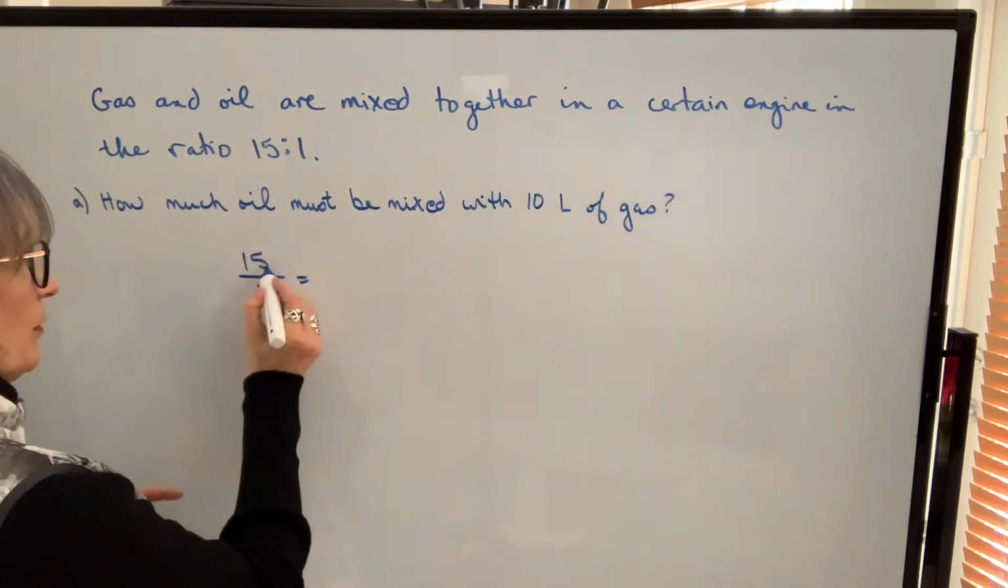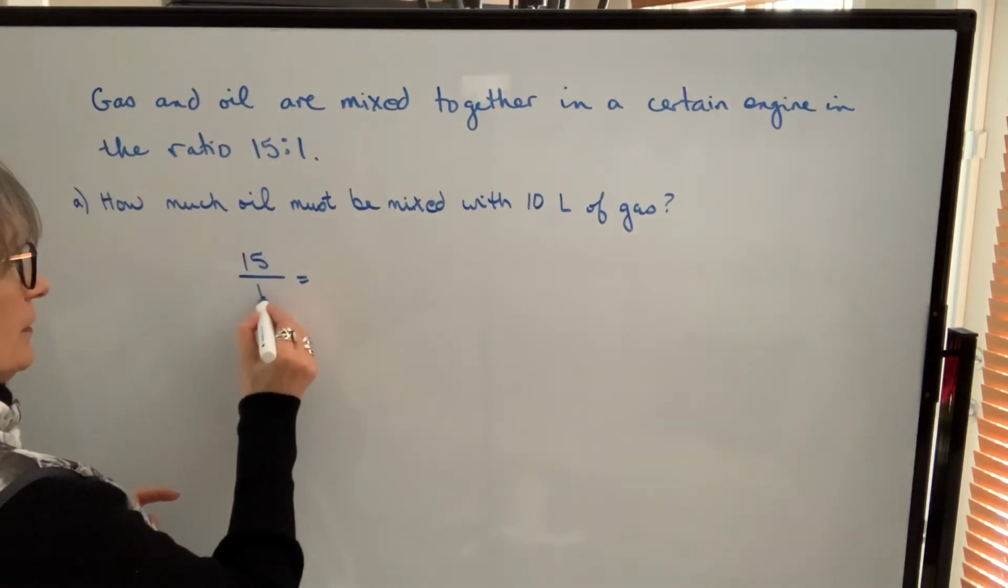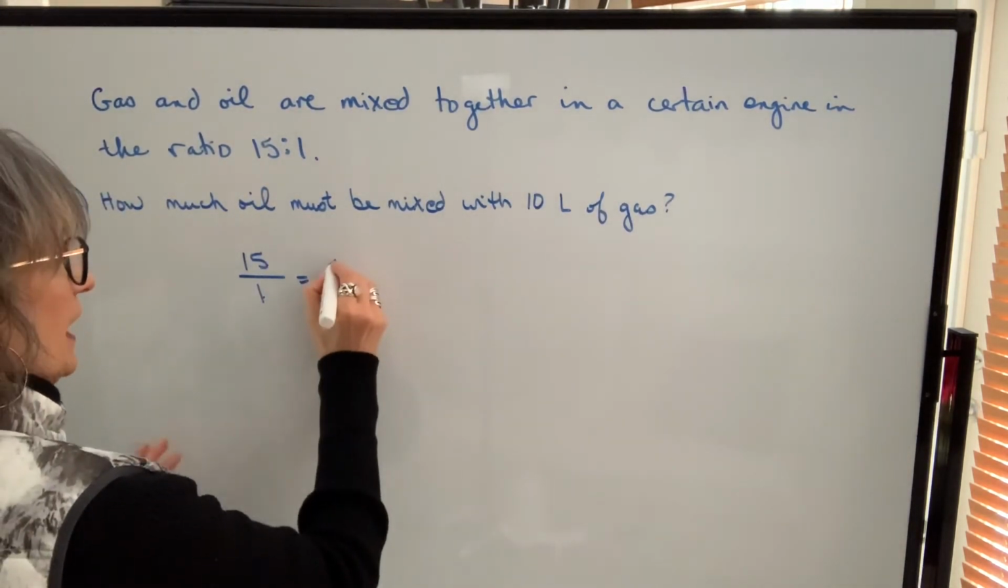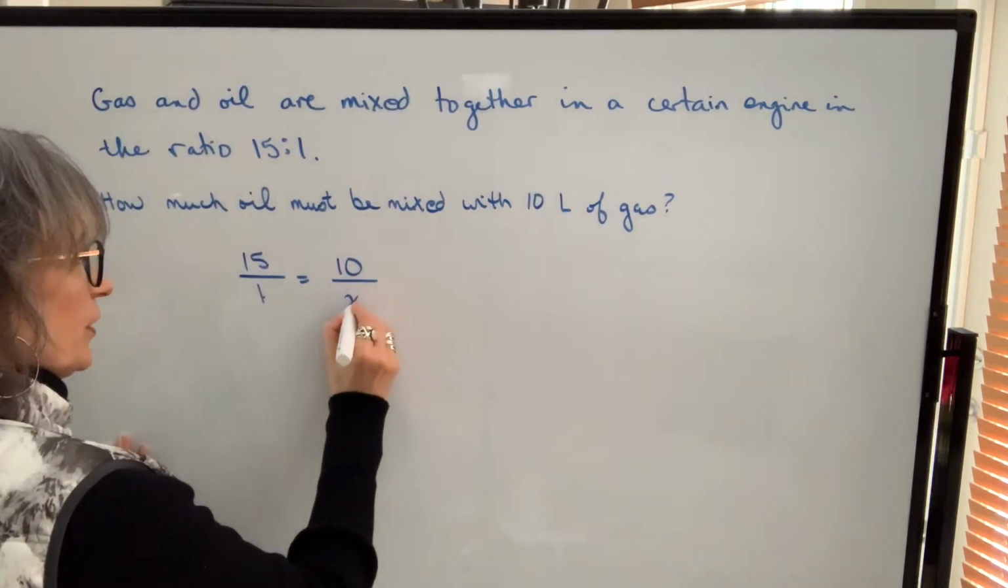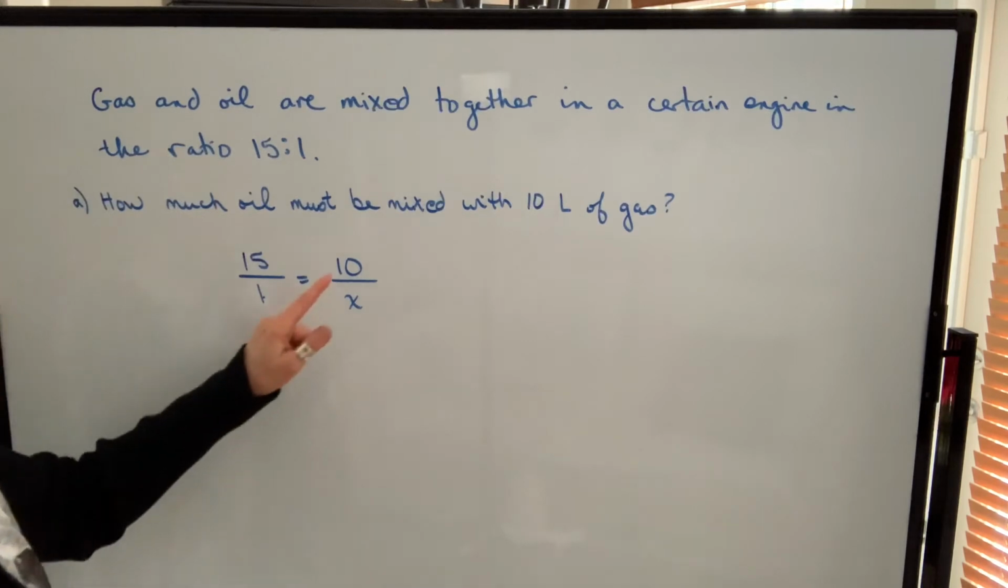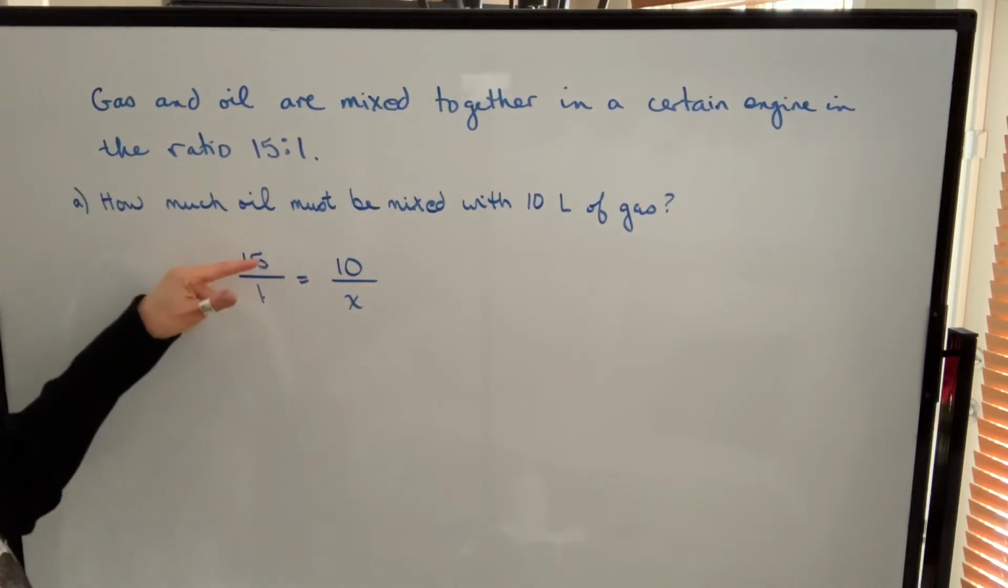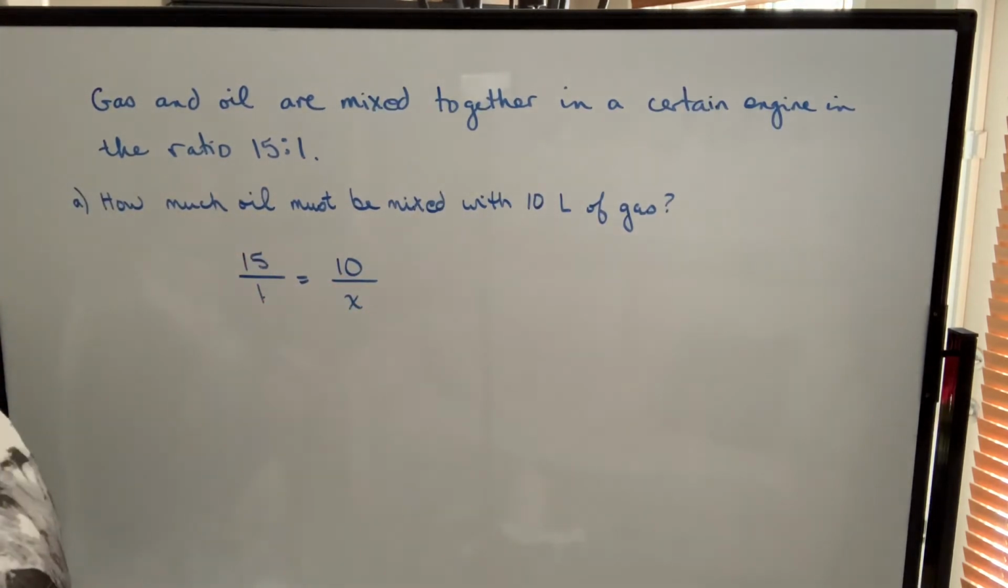So the numerator represents gas to oil. So if we've got 10 liters of gas, we put that in the numerator. And the denominator, we don't know. We don't know how much oil. But that ratio of those two numbers still has to equal 15:1.